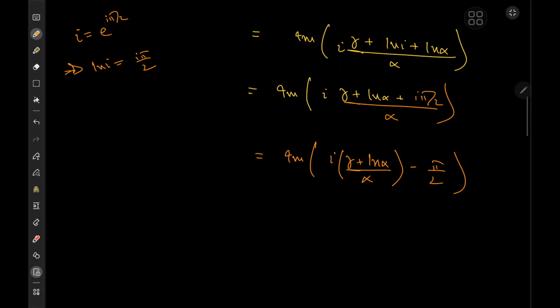So the imaginary part is clearly all of this junk over here. And all of this implies that I prime of alpha is simply equal to the Euler-Mascheroni constant plus log alpha over alpha.